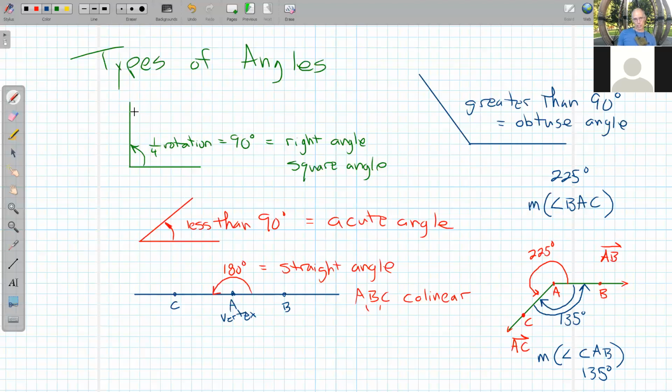So summary, we got 90 degree angles. So that would be a quarter turn. Less than 90, we call it an acute angle. If it's greater than 90, it would be obtuse. So both the 225 and the 135 angles, those are both obtuse angles. Straight angle, that means through the vertex, we have a straight line, 180 degrees. A couple more types of angles.